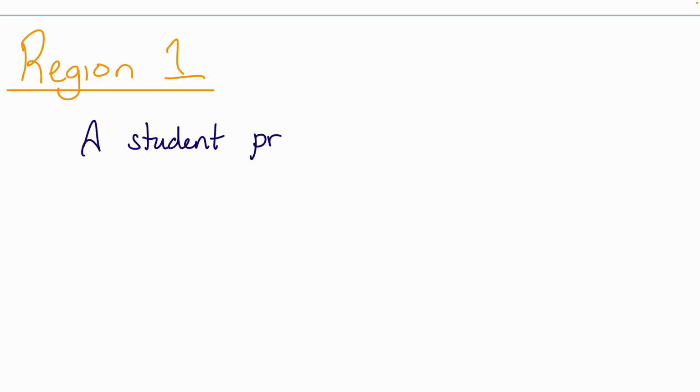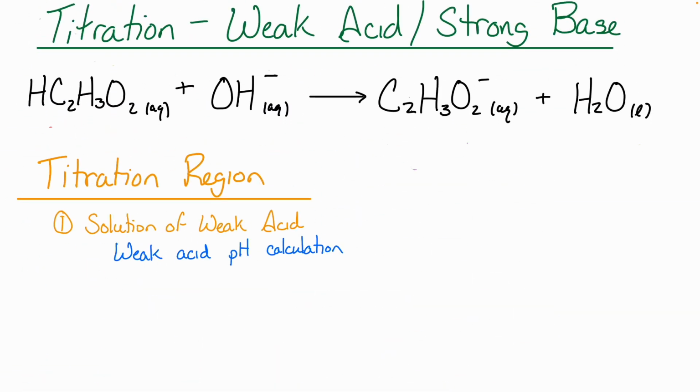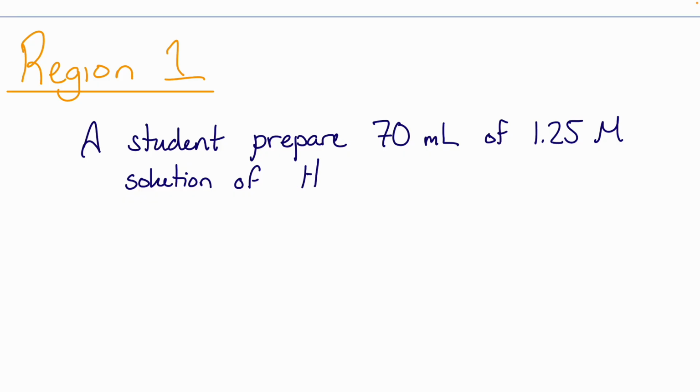Okay, now a student is going to prepare 70 mLs of a 1.25 molar solution of our acid here, C2H4O2, acetic acid. All right, what is the pH?